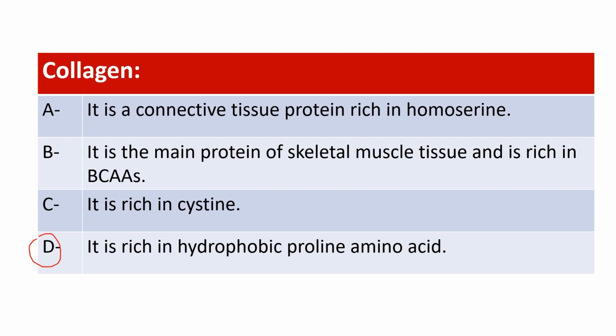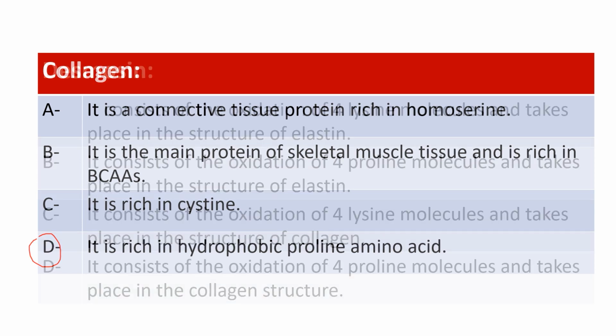The amino acids proline and hydroxyproline play a major role in the formation of the triple helix structure of collagen. Thus, the other options do not accurately reflect the structural properties of collagen. Therefore, the correct answer is option D.